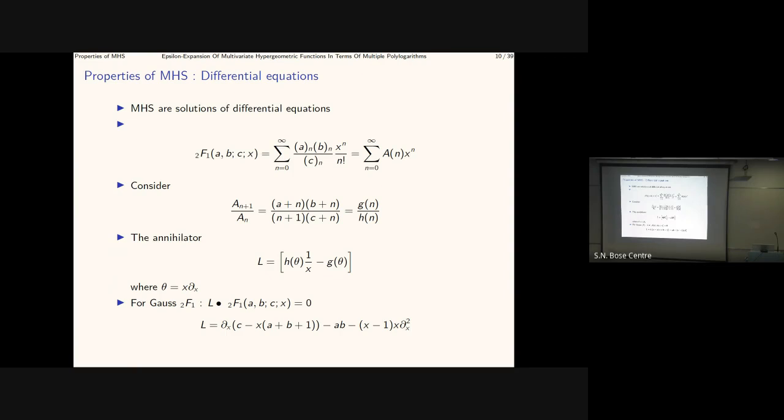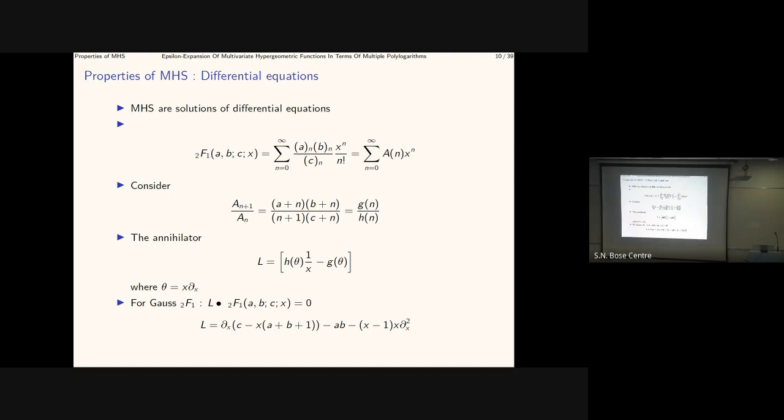Call the numerator g of n and the denominator h of n, which for a 2F1 looks like this. And then you construct this operator L, where h is a function of theta, then promote n, the summation index, to this operator. And it is guaranteed that this operator L will annihilate this function. That means this is the ordinary differential equation of 2F1.